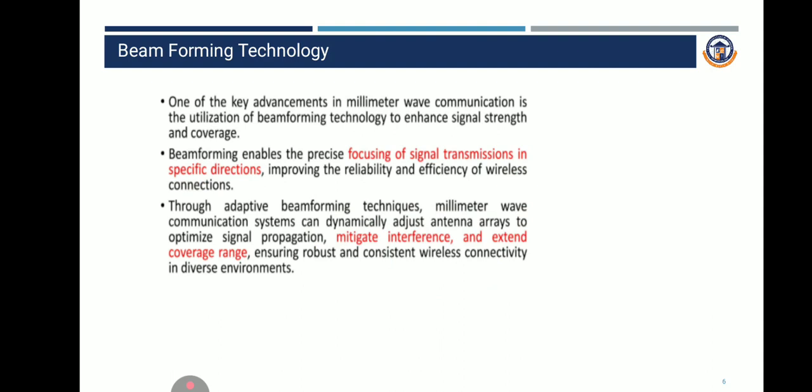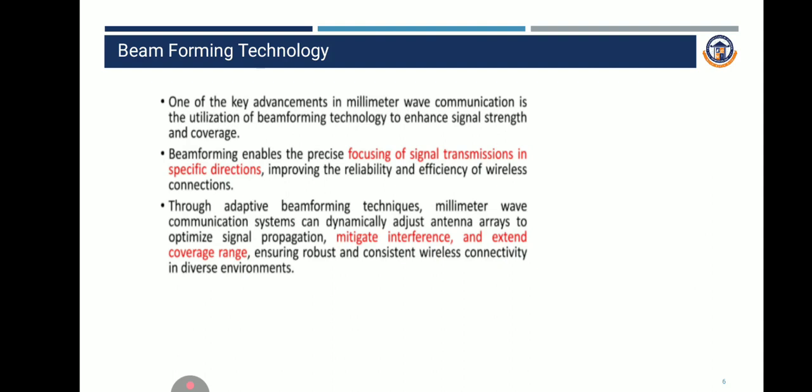Then coming to beamforming technology. Beamforming technology is a signal processing technique that focuses wireless signals in a specific direction. It is used in many technologies including Wi-Fi, radar and sonar. Let me explain how it works.